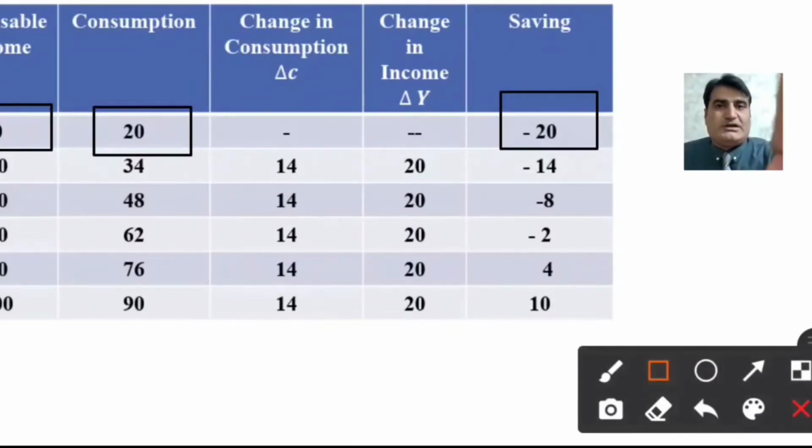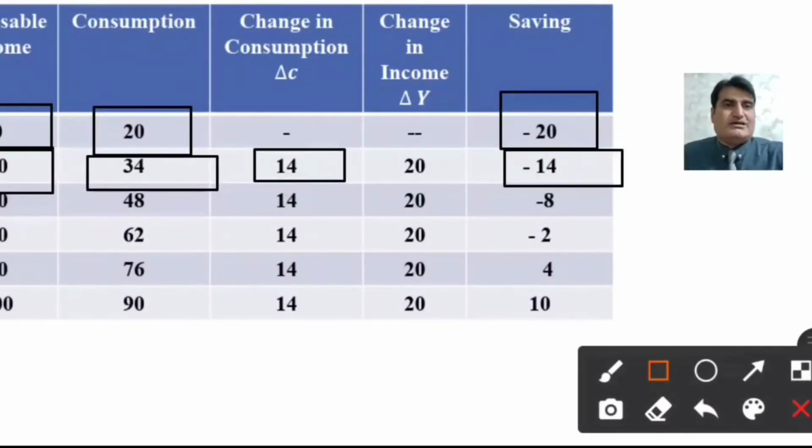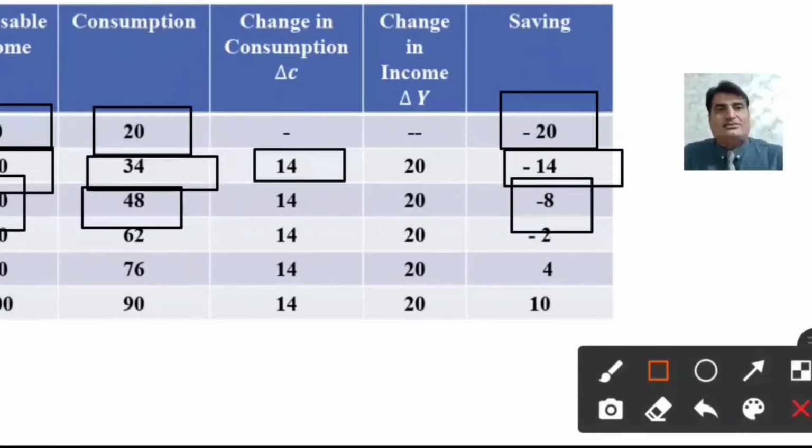When the income is $20, the consumption is $34. It means the consumer is earning $20 but spending $34, so he still has to borrow $14. You can see here there are no savings, but the consumer has to borrow $14. As the income increases from $20 to $40, the consumption at the $40 level is 48. So the consumer's saving is minus 8, because the consumer still has to borrow $8 to meet his basic consumption.